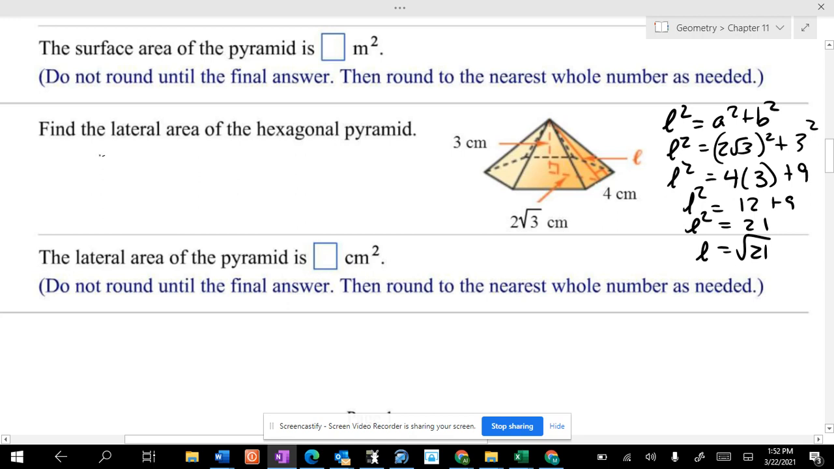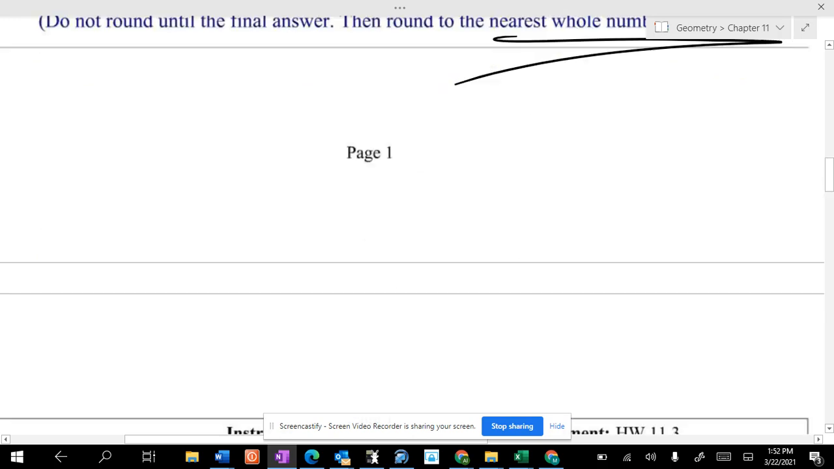So to find the lateral area of a pyramid, it's 1/2 perimeter of the base times the slant height, which is 1/2 perimeter of the base is 4 plus 4 plus 4 plus 4 plus 4 plus 4, or 24. And the slant height is square root of 21. Again, multiply that out, round to the nearest whole number.